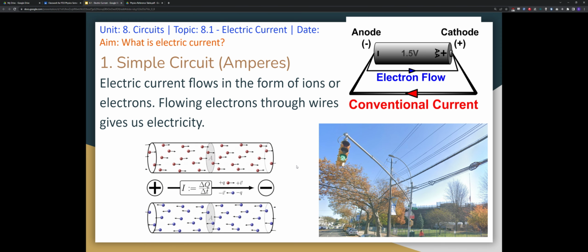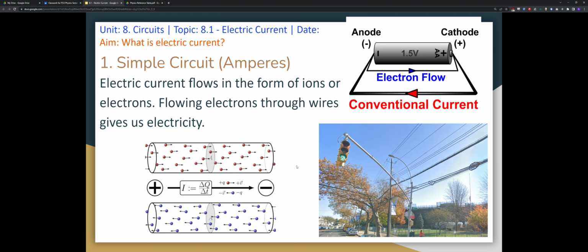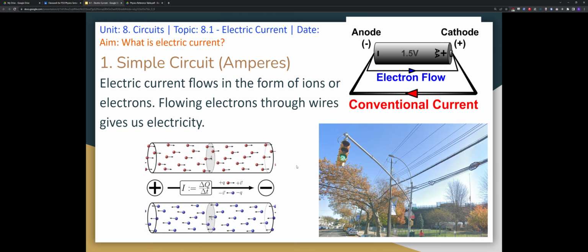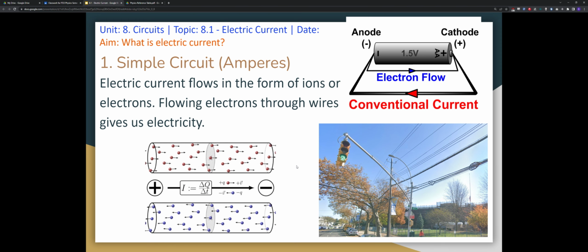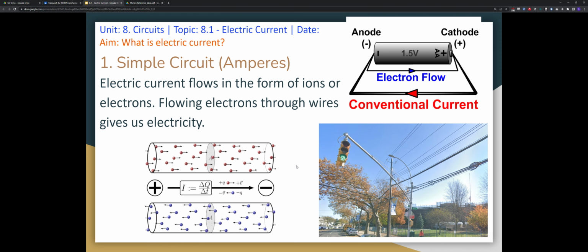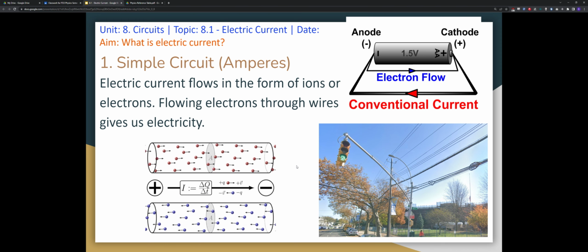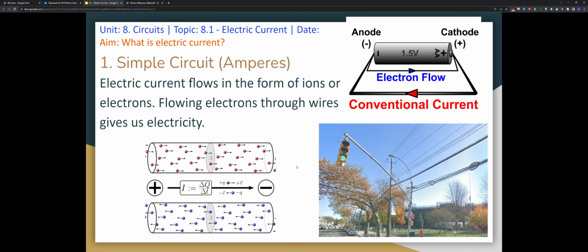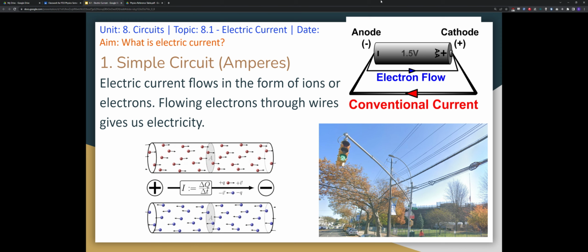The first thing we'll learn about electricity is electron flow. That's something called electric current. How many electrons flow through a given part of wire at any given point in time? So electric current really is about how many electrons flow through a certain part of the wire at any given point in time.